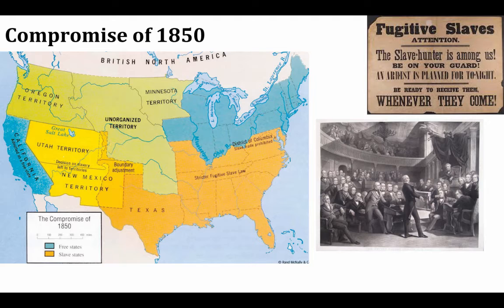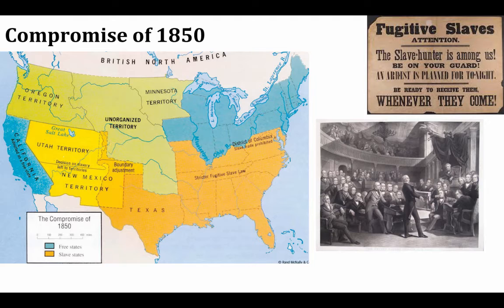California is going to come into the Union as a free state. Okay? Now that is going to upset the balance of free states and slave states. Up until this point, there's been a balance of free states and slave states. Okay? So California coming into the country as a free state is going to give the North the advantage in the Senate. There's going to be more free states than slave states.